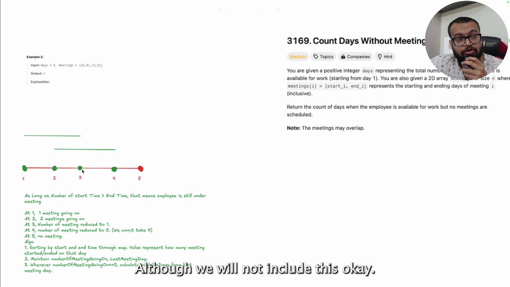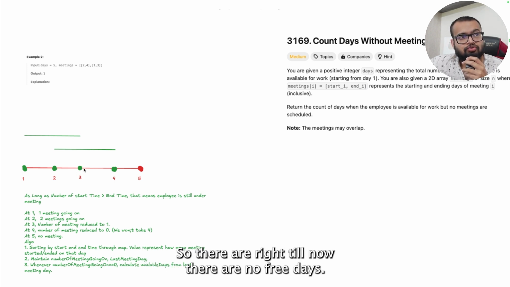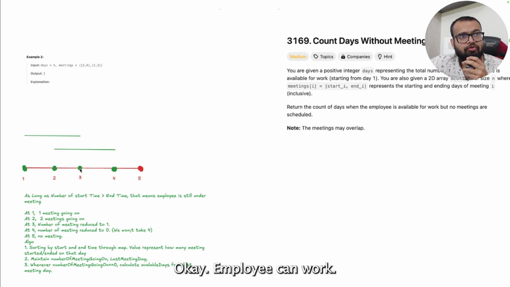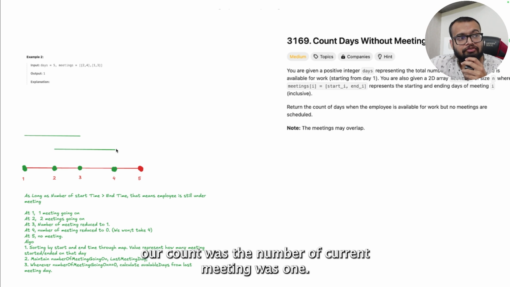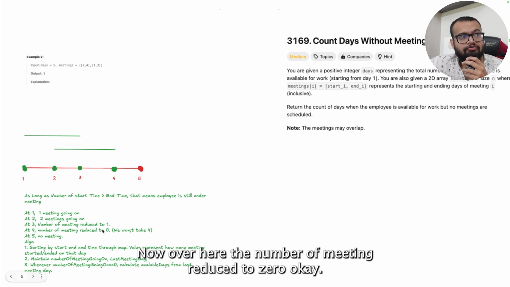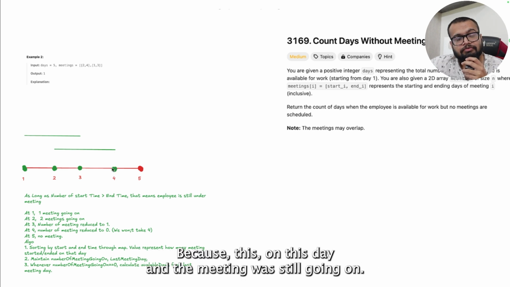Although we will not include this day, because on this day also a meeting is going on, right? So right till now there are no free days where the employee can work. So when we go to 4, over here you can see earlier the number of current meetings was 1. Now over here the number of meetings reduced to 0. Okay, we will still not take this number. Why? Because on this day the meeting was still going on.